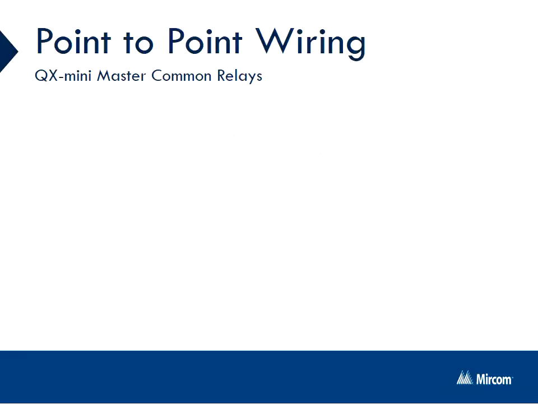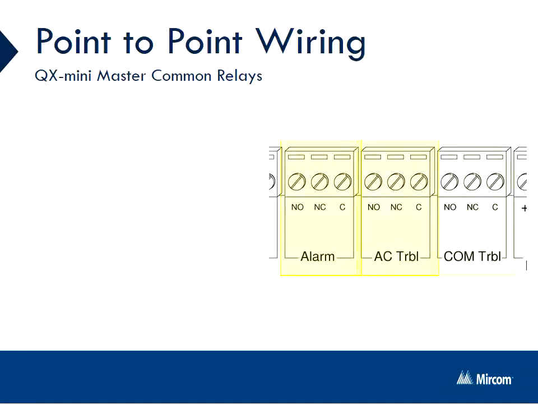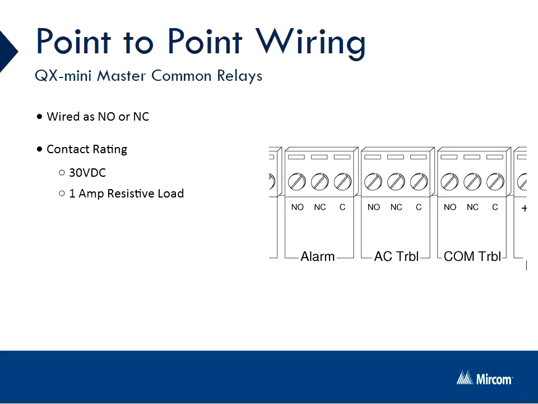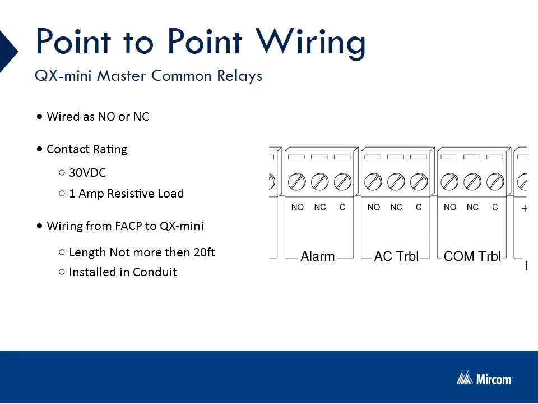Last but not least, there are the common alarm, AC trouble, and trouble contact. All three of these contacts can be wired in either normally open or normally closed. The contacts are rated for 30 volts direct current at 1 amp resistive load. When using this type of interface between a listed fire alarm panel and the QX Mini, the maximum distance between the fire alarm panel and QX Mini should not exceed 20 feet, and the wiring should also be in conduit.